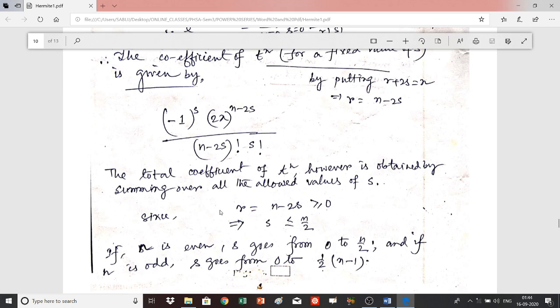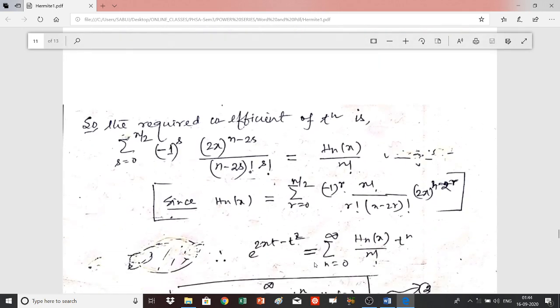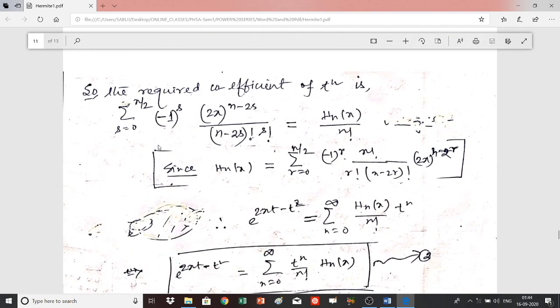So for even n, s starts from 0 and ends at n by 2. And for odd n, s starts from 0 and ends at (n minus 1) by 2. So the required coefficient of t to the power n is just the sum over all the terms, s equal to 0 to n by 2, of (minus 1) to the power s, 2x to the power n minus 2s, divided by (n minus 2s) factorial, s factorial.